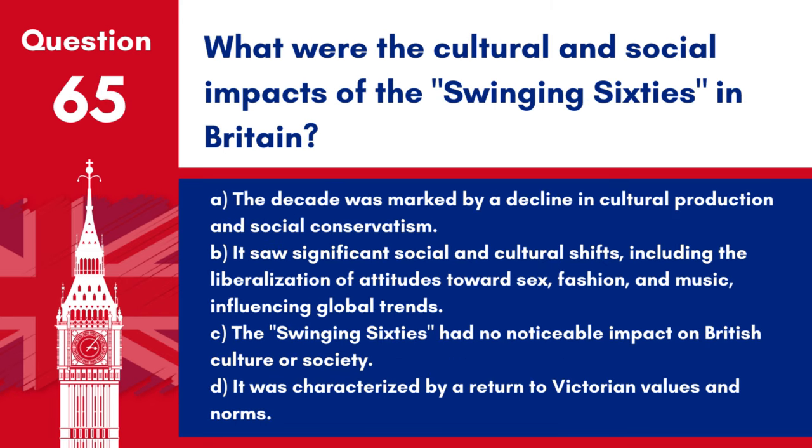Question 65. What were the cultural and social impacts of the swinging 60s in Britain? A. The decade was marked by a decline in cultural production and social conservatism. B. It saw significant social and cultural shifts, including the liberalization of attitudes towards sex, fashion, and music, influencing global trends. C. The swinging 60s had no noticeable impact on British culture or society. D. It was characterized by a return to Victorian values and norms.